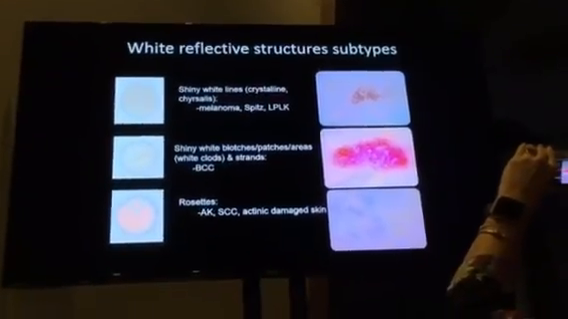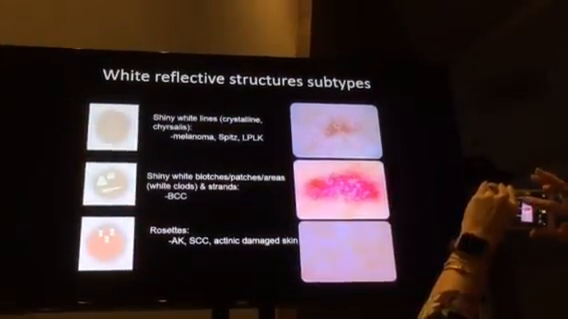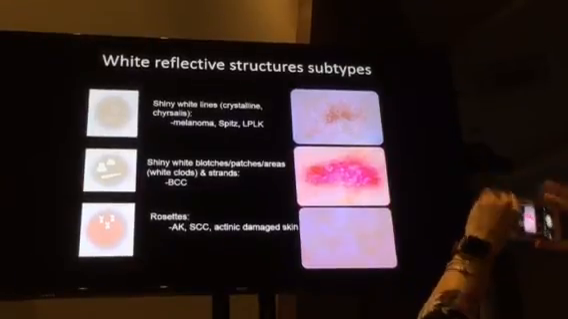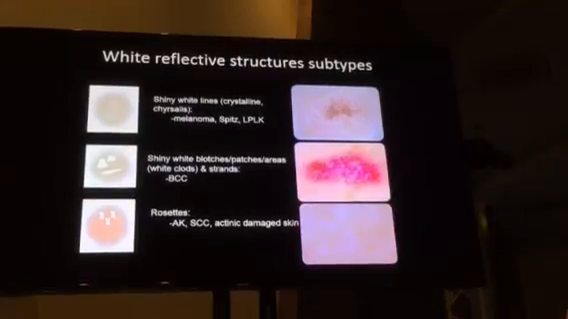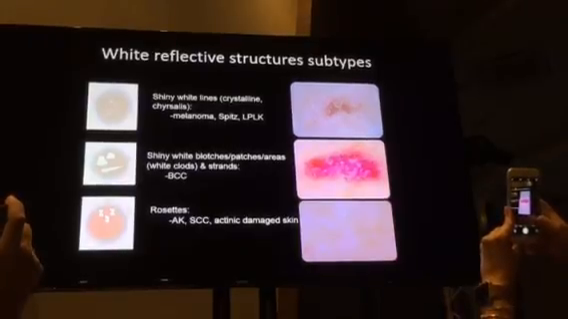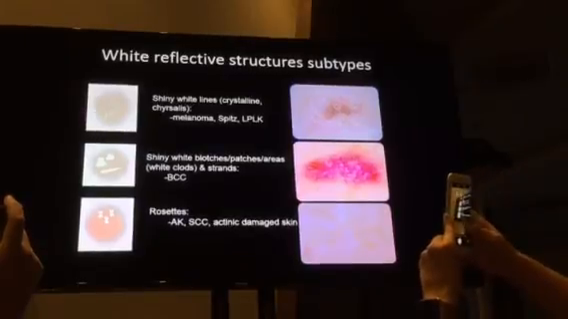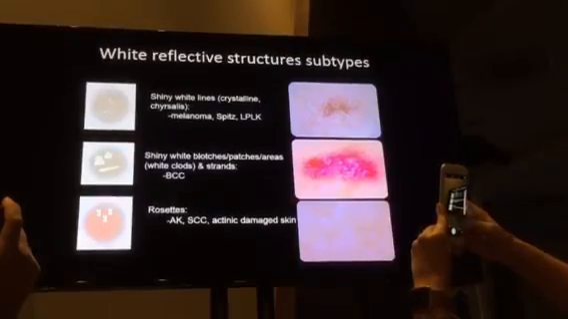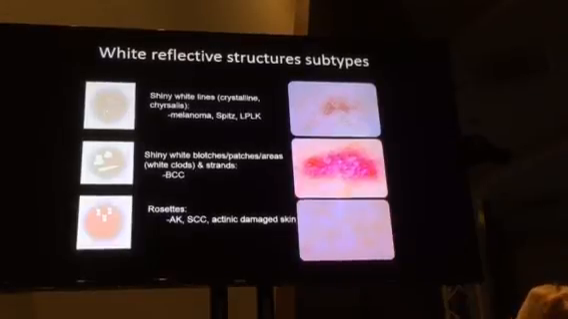You can break up the white reflective structure into three major subtypes. The first are lines. These are very short, linear lines. They tend to be oriented at 90-degree angles, like this. Most frequently, that's going to be associated with melanocytic tumors, so melanoma, Spitz, sometimes lichenoid keratosis. Shiny white blotches and strands tend to be a little bit thicker, a little bit more haphazard in their shape, and a little bit longer than lines. For me, I see this very frequently in basal cell carcinoma, very useful. The third type are rosettes, so these are little dots.